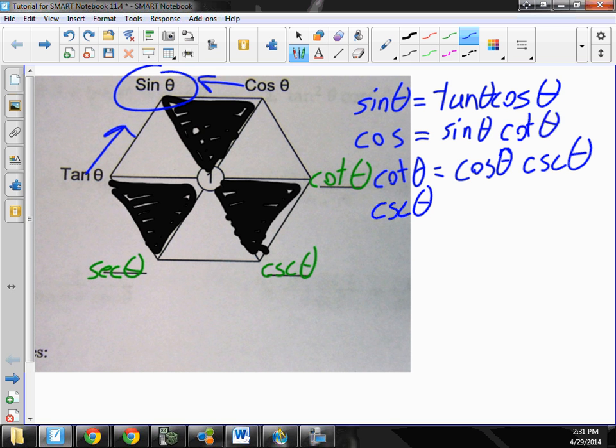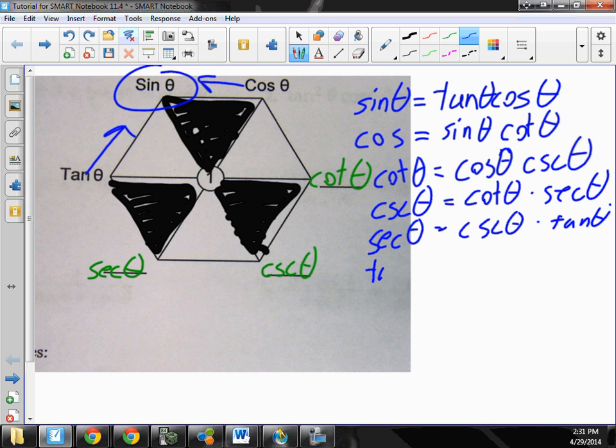Cosecant of theta is cotangent of theta times secant of theta. And we can do the last two. Secant is cosecant times tangent. And tangent would be sine of theta times the secant of theta. Again, all of these can be found on your reference sheet. So they're all on there somewhere.